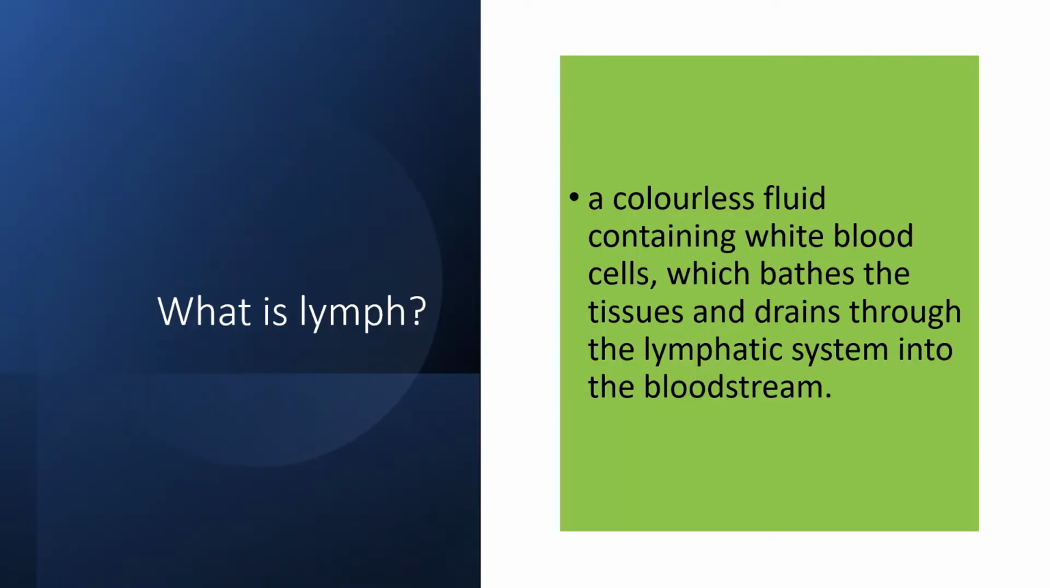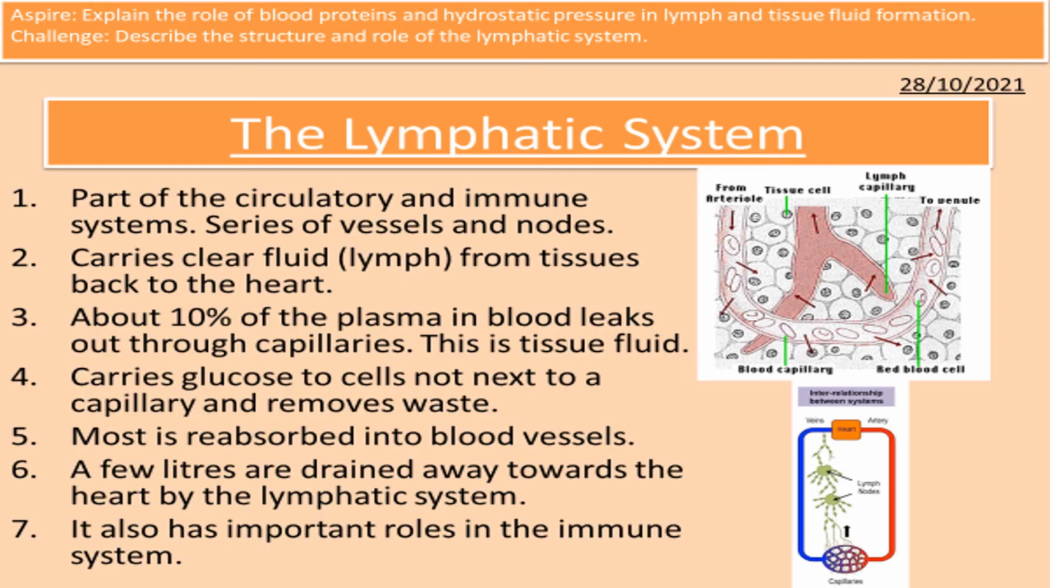Lymph is basically plasma. It's a colourless fluid containing white blood cells which bathes the tissues and drains through the lymphatic system into the bloodstream. Once plasma is in the lymphatic system, it turns to lymph. You should remember that the lymphatic system is part of the circulatory and immune systems, and it carries clear fluid from the tissues back to the heart.